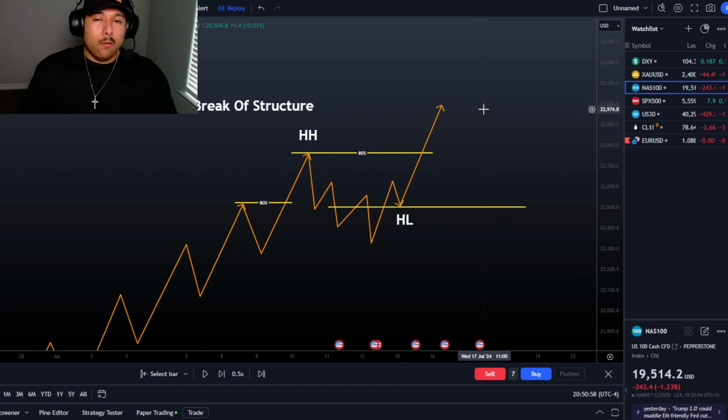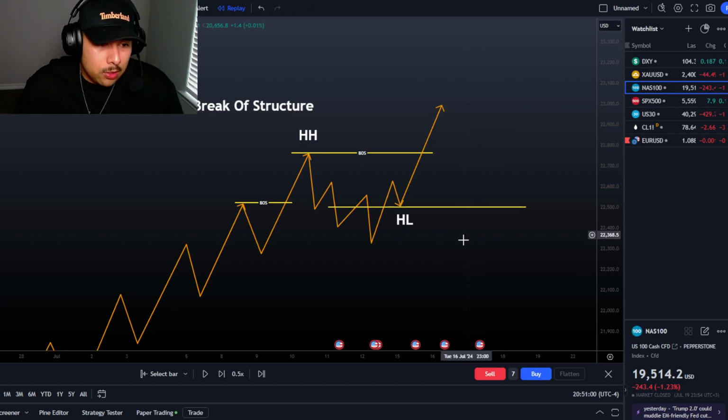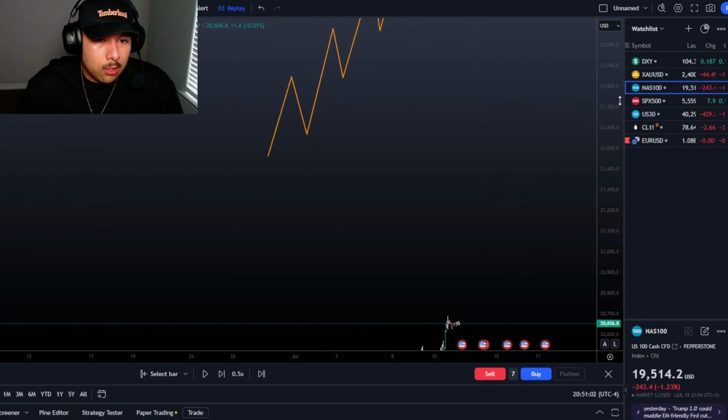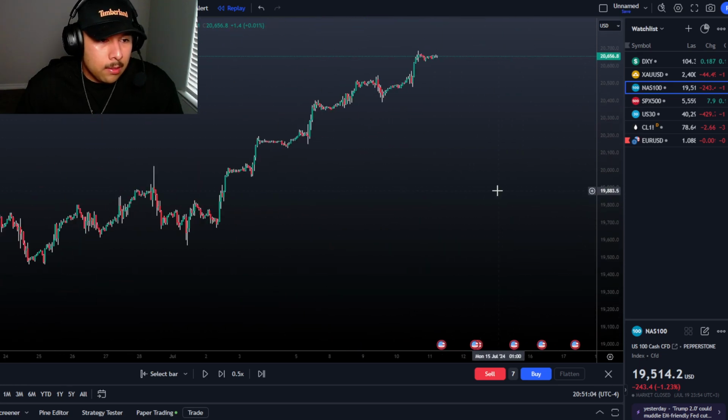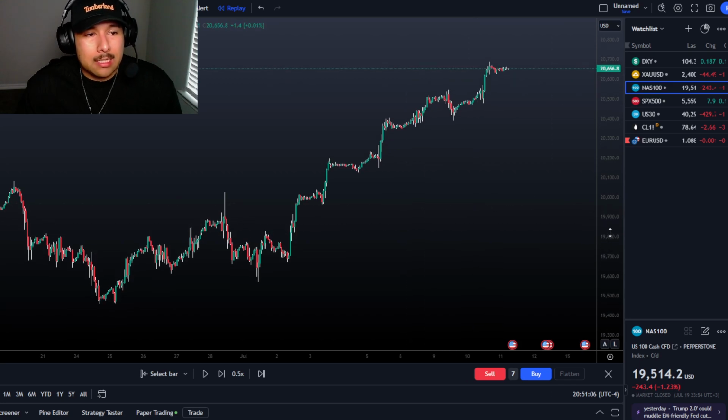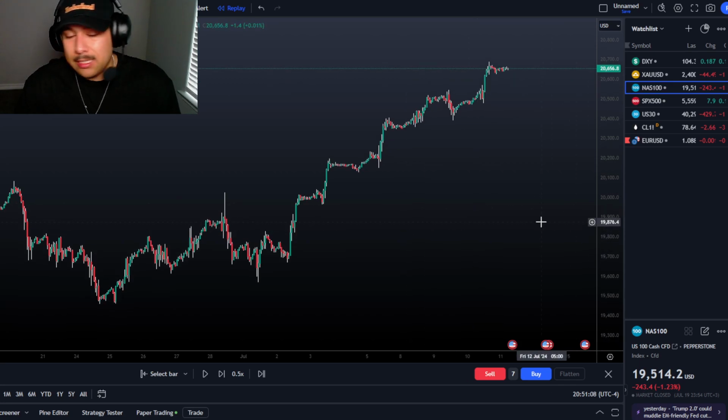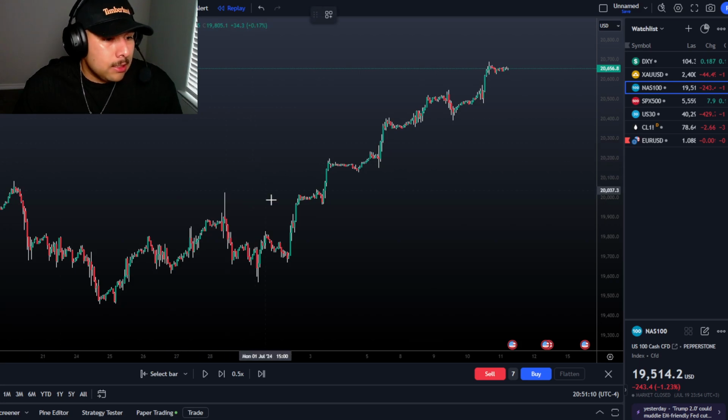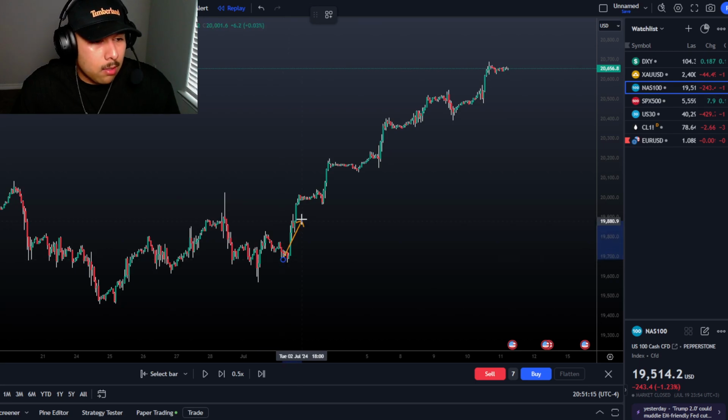Actually, let me show you some examples on a real chart, so that way you can get an idea of what it looks like, because it doesn't always look beautiful just like that example. So as you can see here, price is making higher highs and higher lows. That's how we know we're in an uptrend, because price rallied up.